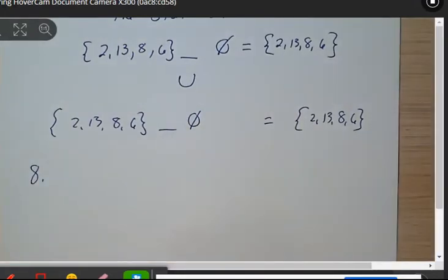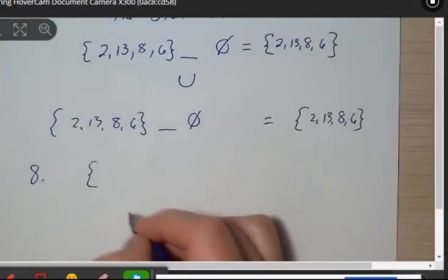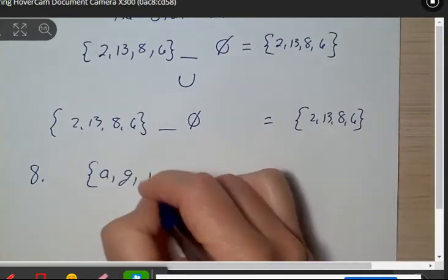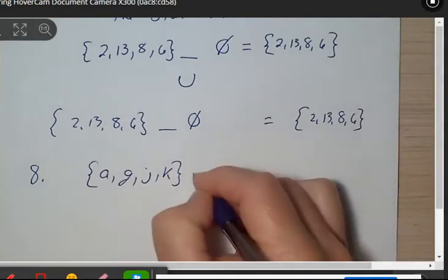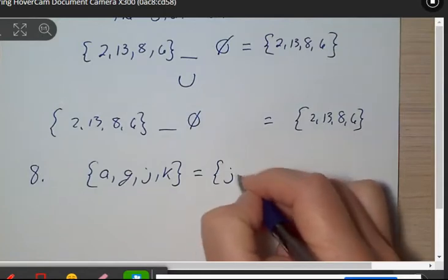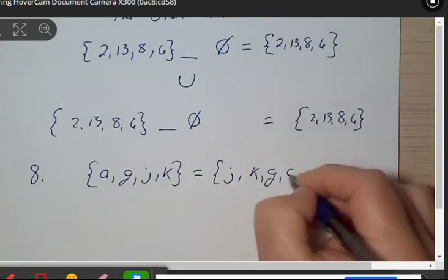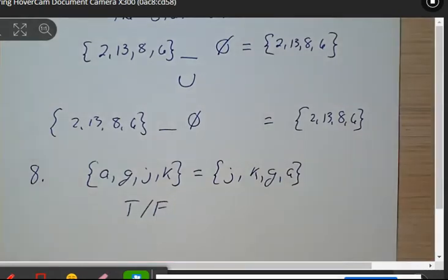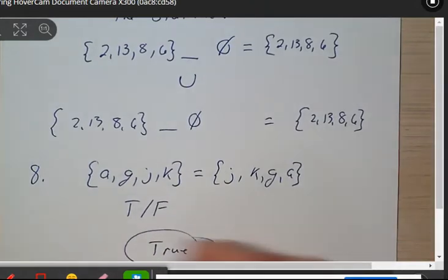All right, number 8, pretty similar to it. It's A, G, J, and K equal to J, K, G, and A. And basically, is that true or false? Again, order doesn't matter. If you got the same 4 elements here, the same 4 elements here, it doesn't matter the order, so that one would be true.